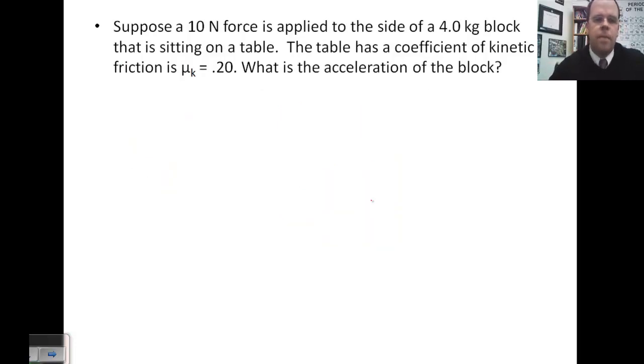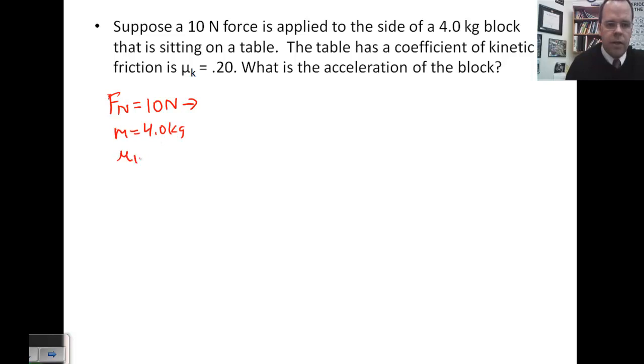This next problem: suppose a 10 Newton force is applied to the side of a 4 kilogram block that is sitting on the table. The table has a coefficient of friction that is 0.20. What is the acceleration of the block? So our variables here, we have an applied force being pushed on the block. We have a mass of the block of 4.0 kilograms. We have a coefficient of kinetic friction because it's going to slide, 0.20. We are looking for acceleration.